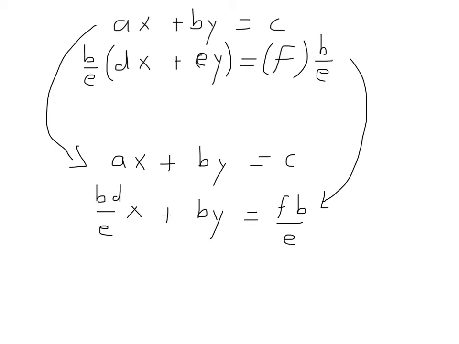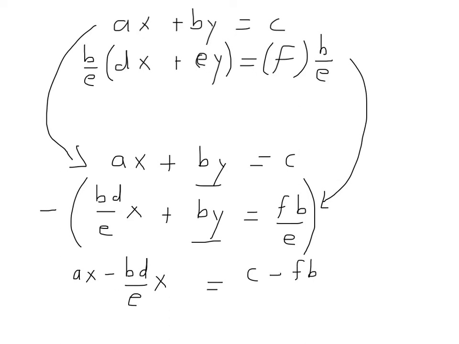So if we look at the original first equation and the modified second equation, we see that we have by in both equations. So if I subtract the second equation from the first equation, I'll get rid of the terms that contain y, and I will have effectively isolated, or I'll be left with the variable x as my only variable to worry about. So we're going to get ax minus bd over e times x, and that is equal to c minus fb over e.